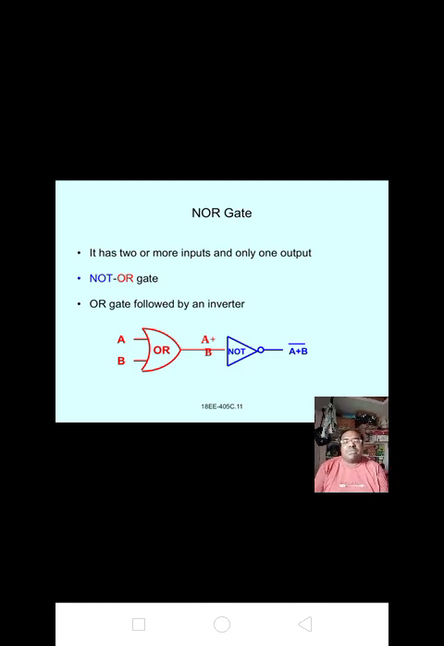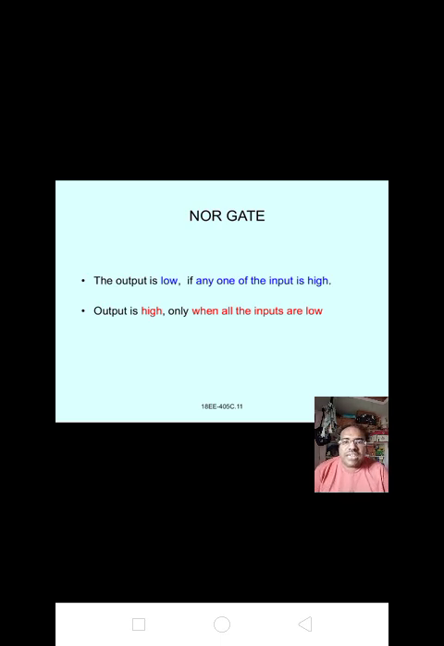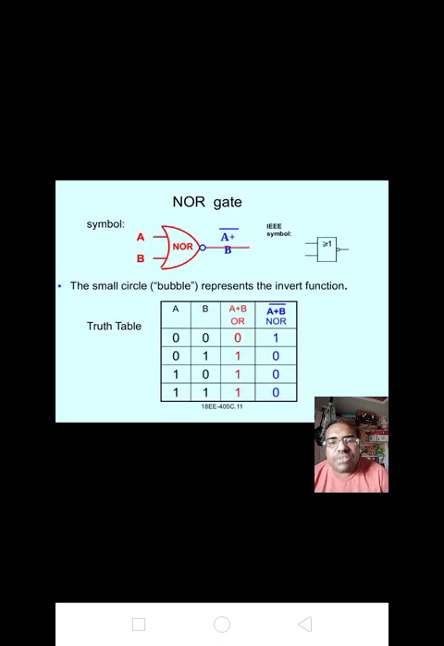A and B are the inputs for OR gate. We get the output A plus B, given to the input of NOT gate. We get the output Y equal to (A plus B) bar. Here NOR gate definition: the output is low if any one of the inputs is high. Output is high only when all the inputs are low.